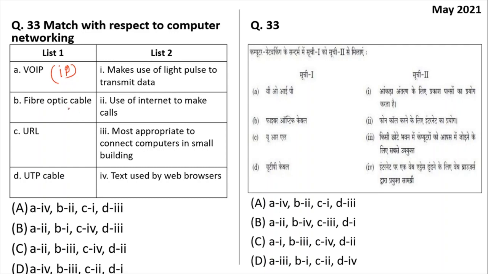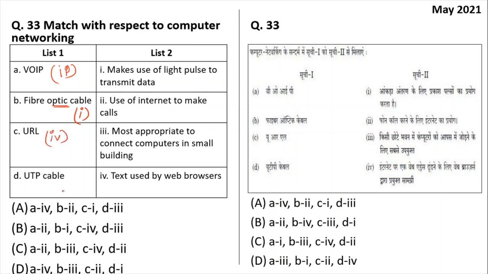Fiber optic cable. So optic means light. First option says make use of light pulse to transmit data. So here first option is correct for this. URL. URL is text used by web browsers. Yes, you might have seen http://google.com. That is URL. So that is text used by web browsers.